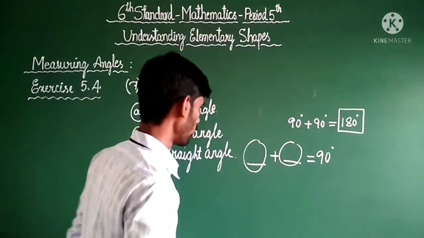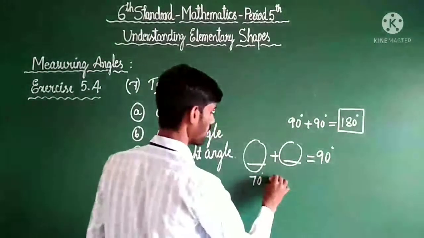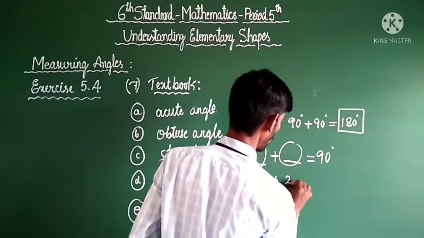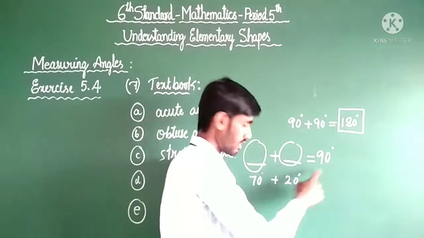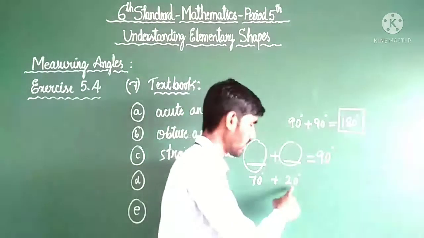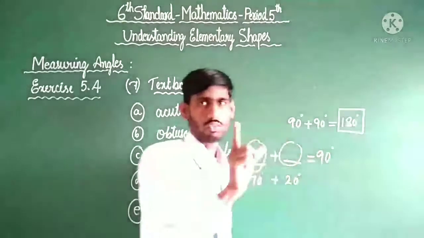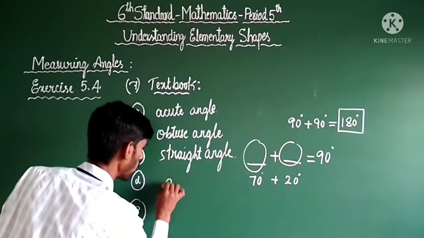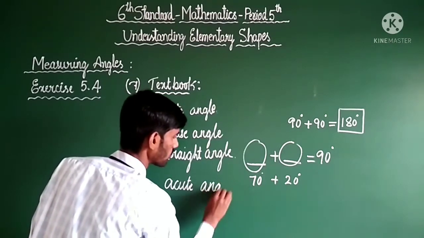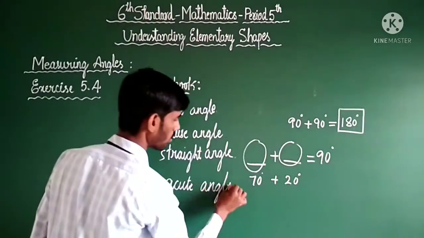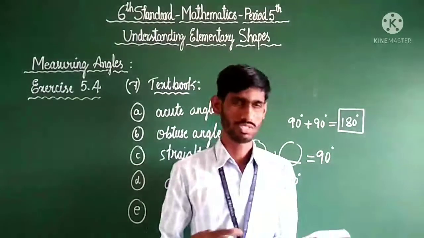This is acute angle. You may take 70 degree. Okay, 70 degree plus 20 degree. 70 plus 20, 90 degree. Dear children, 70 degree is acute angle. 20 degree is acute angle. If we add two acute angle, we will get one right angle. This is the question. So, acute angle. Fill in your textbook. Acute angle. Next one. Almost similar question.